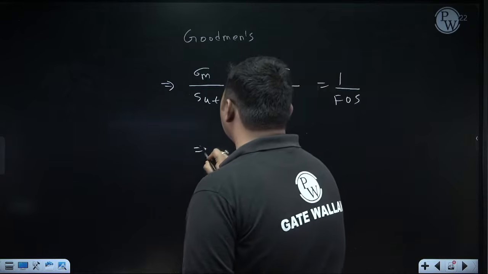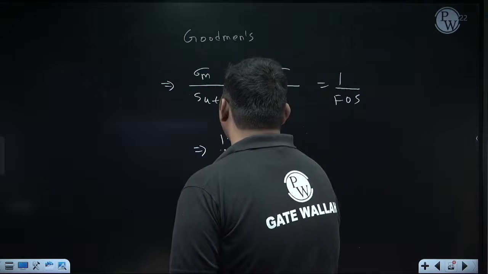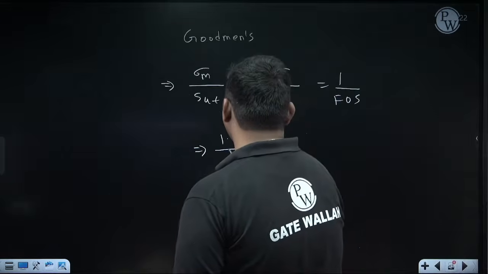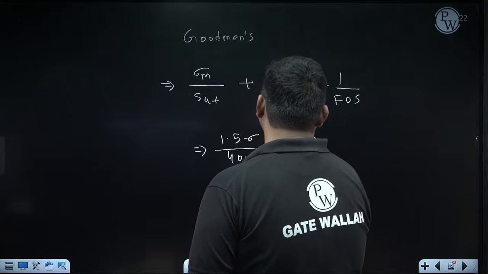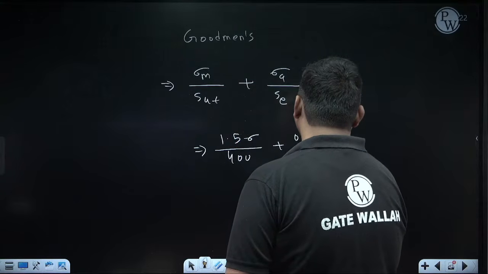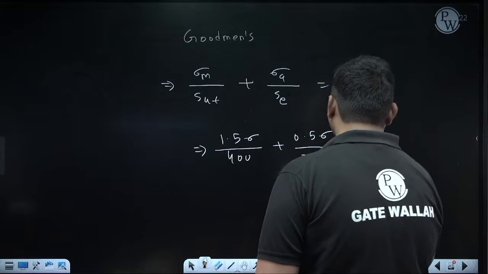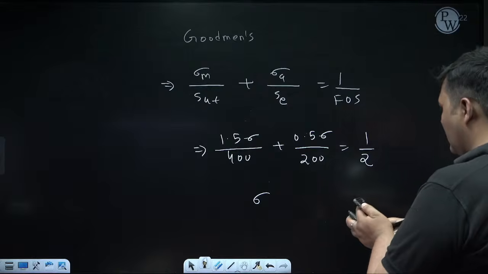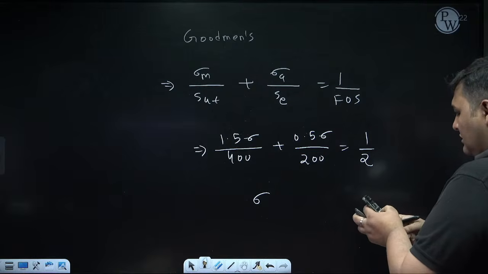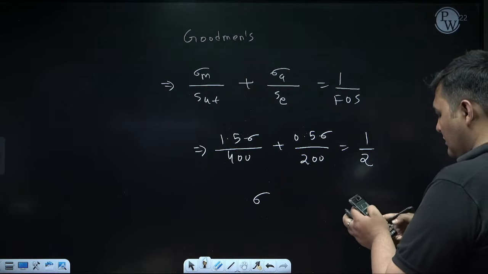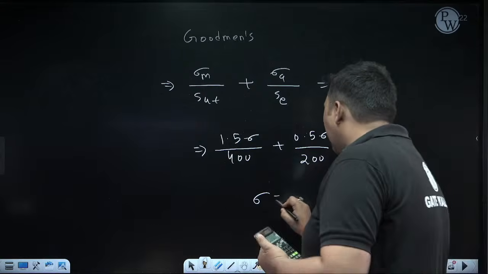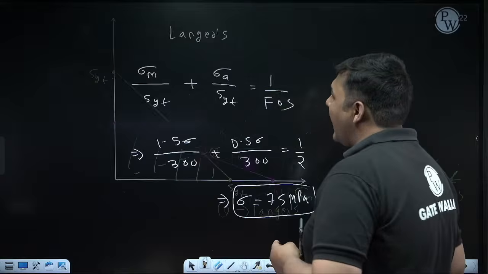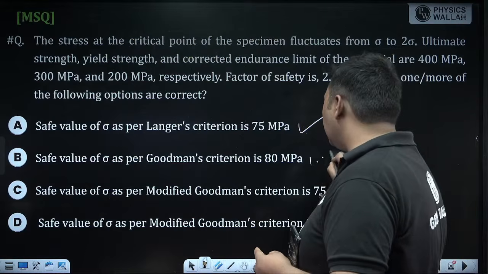Now sigma mean stress at critical point 1.5 sigma upon SUT, ultimate strength which is 400 megapascal, plus sigma amplitude 0.5 sigma upon SE, which is 200, equal to 1 upon factor of safety, which is 2. So how much sigma is coming? It is coming 80 megapascal. You can check calculation. So safe value of sigma as per Goodman criteria is 80. So B is also correct.